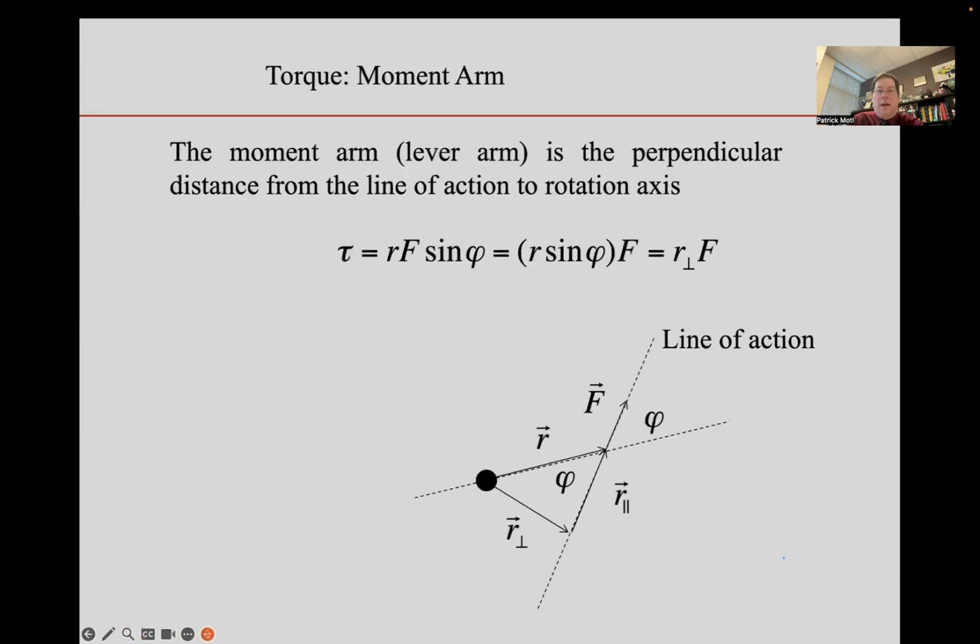We can think about what sine phi is doing in a couple different ways. The first of which is we look at the line of action and you want to pick the shortest distance from the line of action to the rotation axis. That is called alternately a moment arm or the lever arm, depending upon what textbook you're reading. It's most commonly known as the lever arm. And so the shortest distance from the line of action to the rotation axis is going to be that perpendicular distance, so this is a right angle. And that gives us an interpretation of what sine phi is doing. What it's doing is taking the position vector r and getting this shortest distance component, r perpendicular.